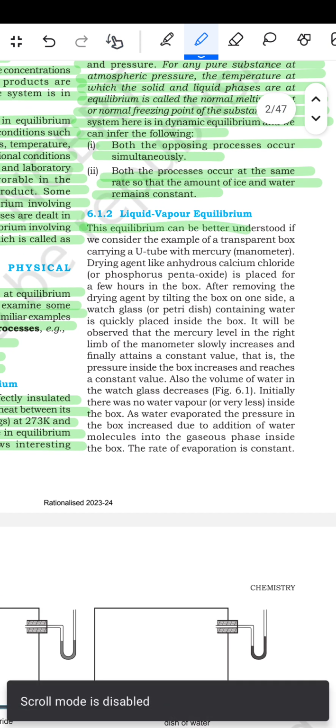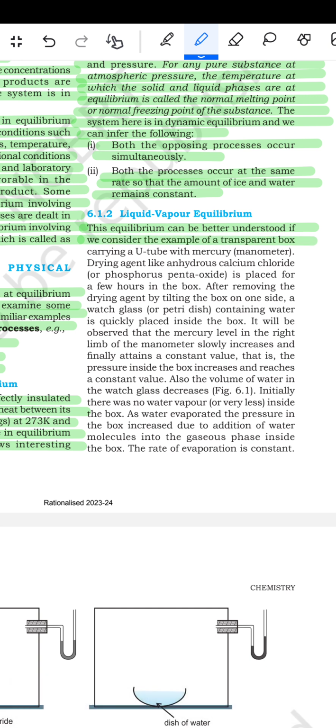It says that this equilibrium can be better understood if we consider the example of a transparent box carrying a U-tube with a mercury manometer. A drying agent like anhydrous calcium chloride or phosphorus pentoxide is placed for a few hours in the box. After removing the drying agent by tilting the box on one side, a watch glass or petri dish containing water is quickly placed inside the box.